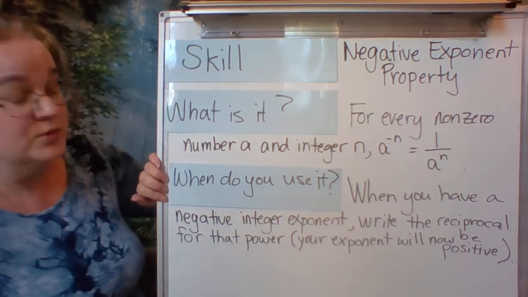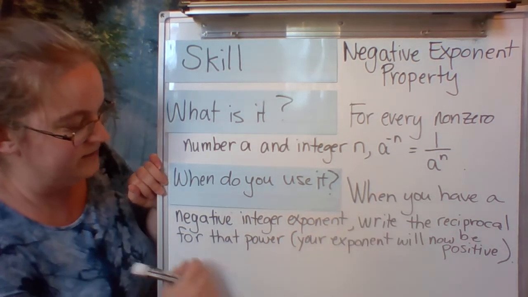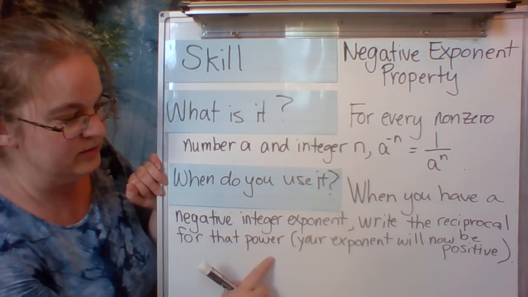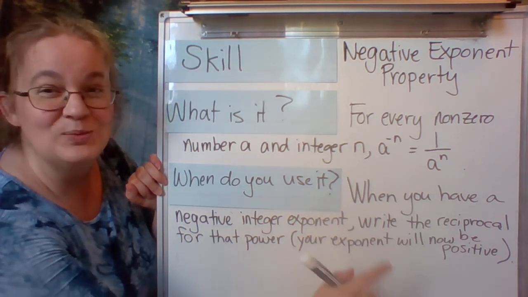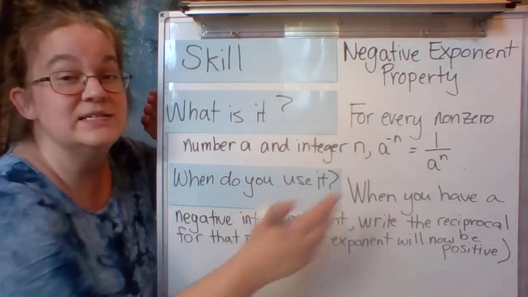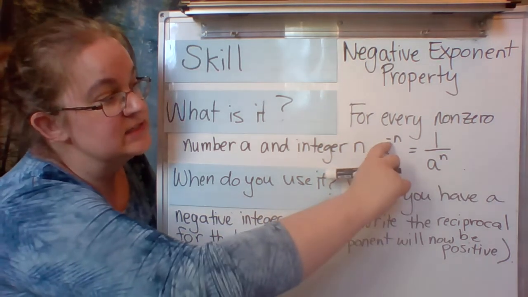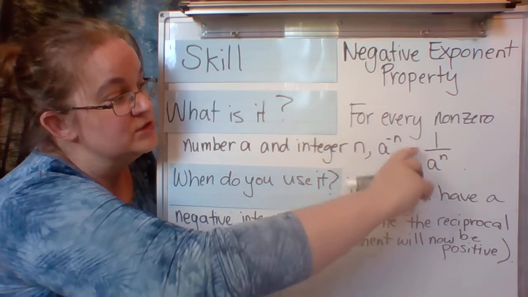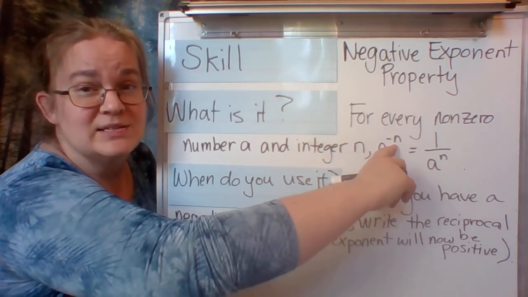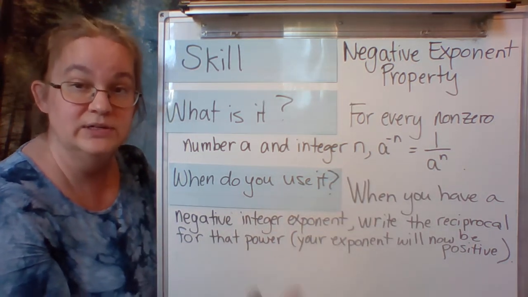Okay. So when do we use this? Well, when you have a negative integer exponent, write the reciprocal for that power, and your exponent will now be positive. The negative part isn't positive or negative as you're used to seeing it. It's telling us that it's not in the correct place, so we need to rewrite it as the reciprocal. It's not like a positive and negative like we do on the number line. It's using that symbol in a different way.